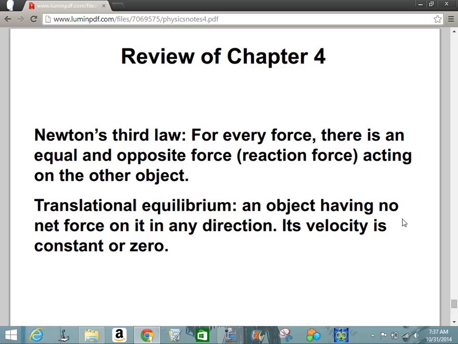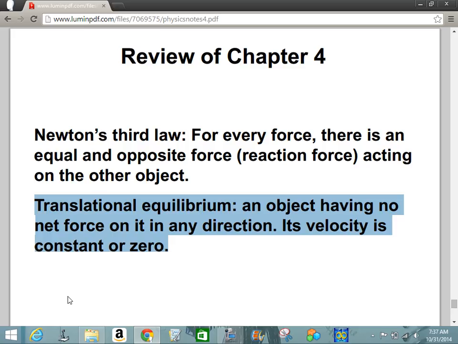There's a term called translational equilibrium. An object having no net force on it in any direction, its velocity will remain constant at zero. So basically what this last portion means, and we need to think about this, is that if I don't accelerate an object, its motion remains the same. If it's at rest and I don't accelerate it by pushing it with a force, then it remains at rest. However, if an object is already in motion and there is no resistance to that motion, or force, which is a form of acceleration, that means it's still in motion.